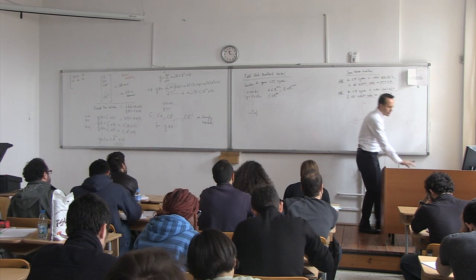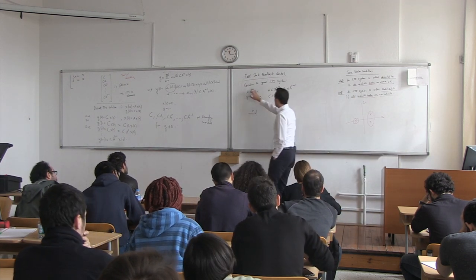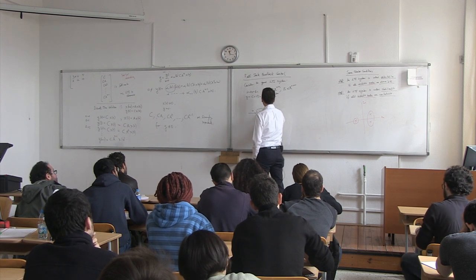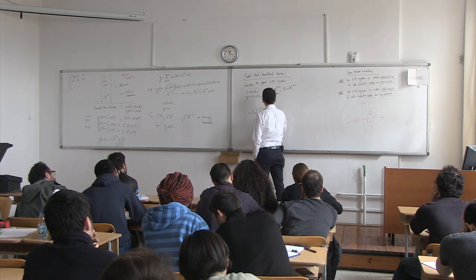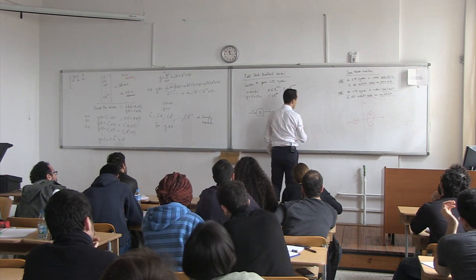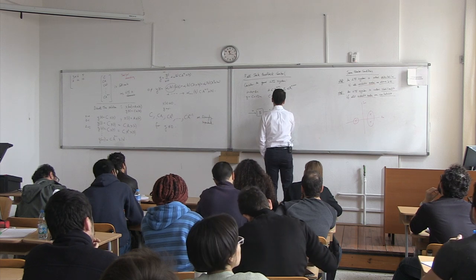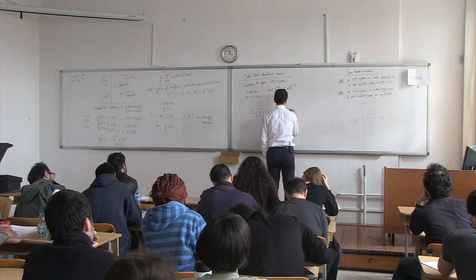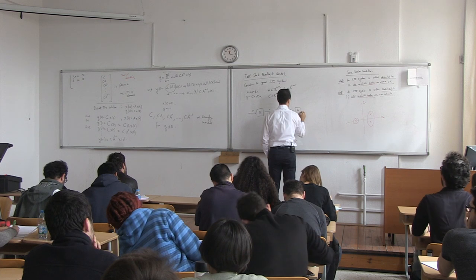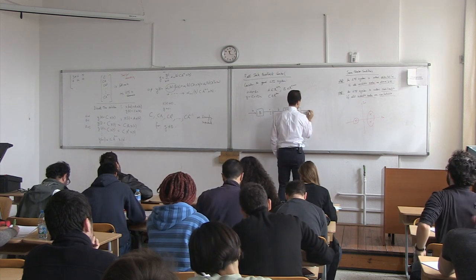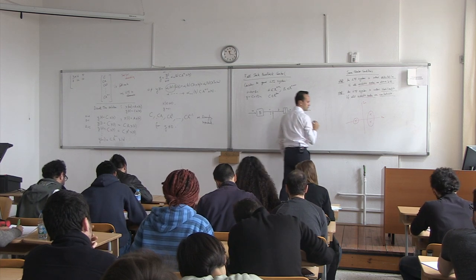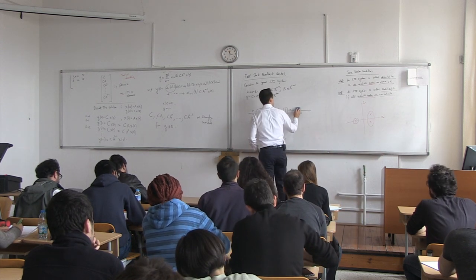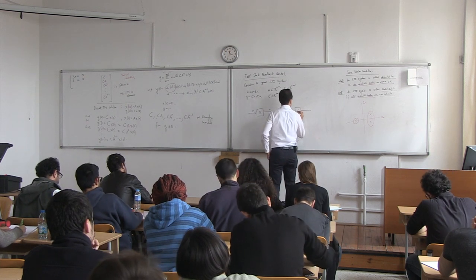If you write this in a block diagram, what you see over here will look like this, right? You take U, you multiply it with a matrix B, get x dot, take an integral, get x. Multiply it with A. Sorry. Multiply it with C.